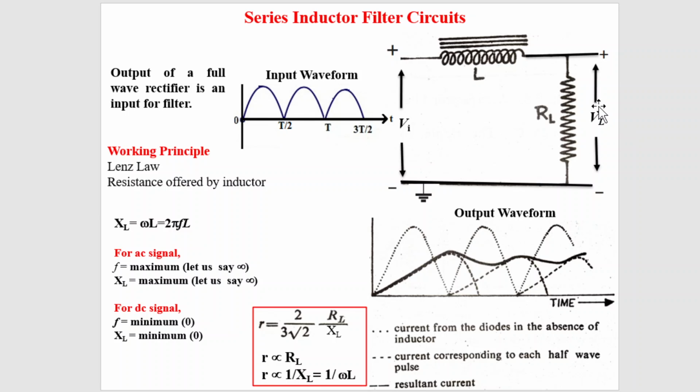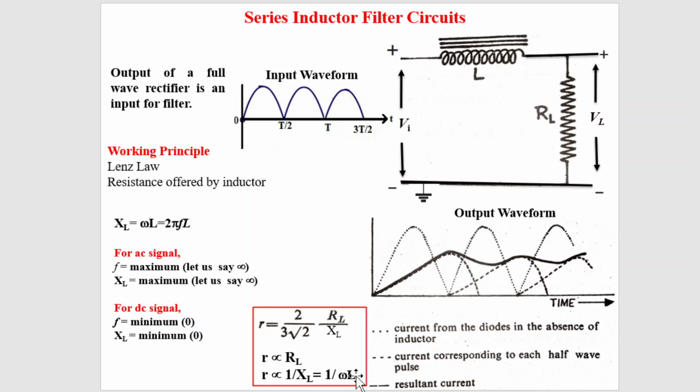And if you try to measure the variation of the series inductor filter, that can be measured in terms of ripple factor. So ripple factor can be written as 2 divided by 3 under root 2 times RL upon XL, where RL is the load resistance and XL is the resistance offered by the inductor. And if you write, ripple factor is proportional to load resistance, and it is inversely proportional to XL, or inversely proportional to the value of inductance.